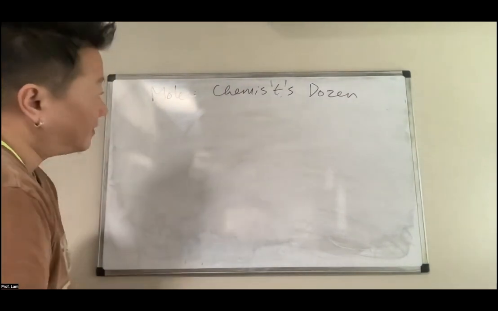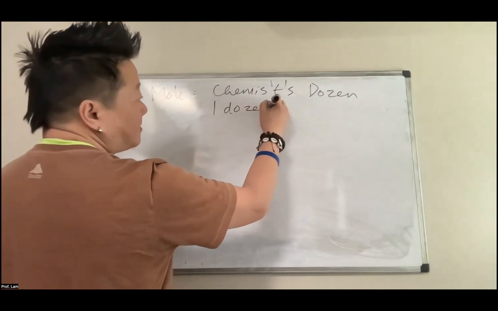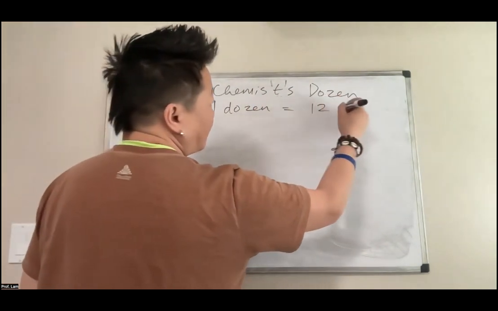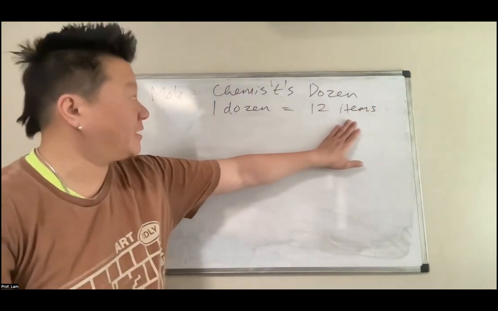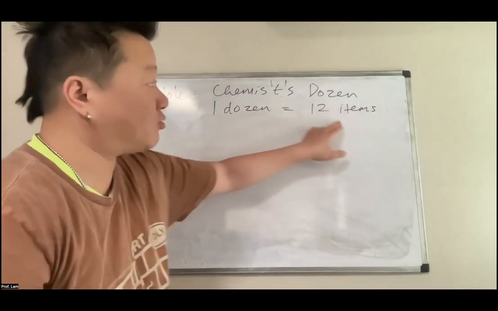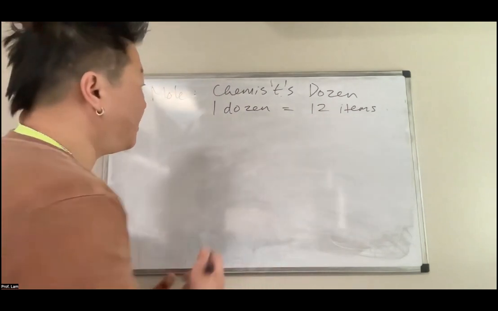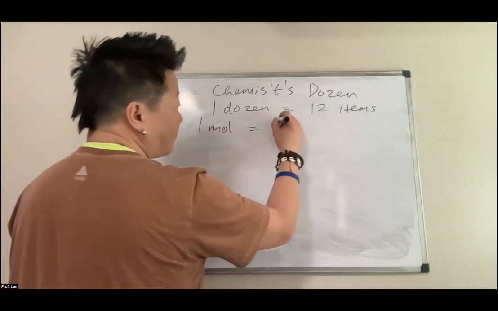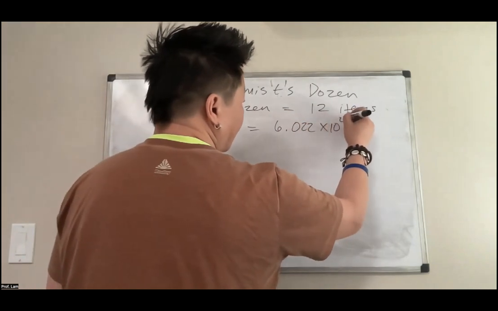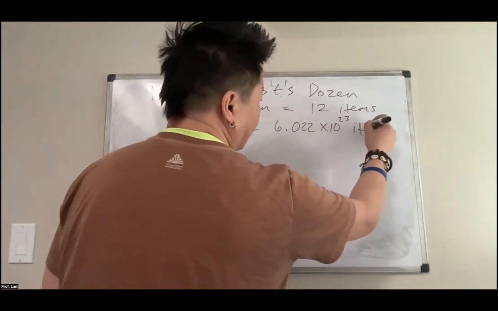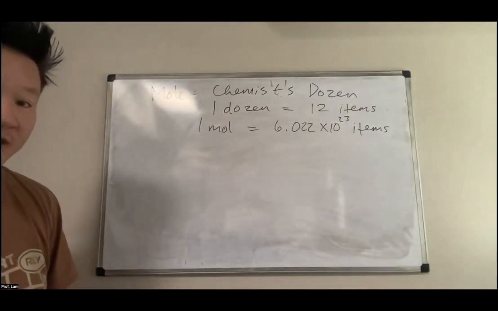Okay. So, right, that's the analogy. Chemist dozen, right? So regular dozen is 12 items, right? And items here can be anything, right? 1 dozen eggs would be 12 eggs. 1 dozen oranges would be 12 oranges. So it's just anything, right? So similarly, 1 mole of something is 6.022 times 10 to the 23rd items.